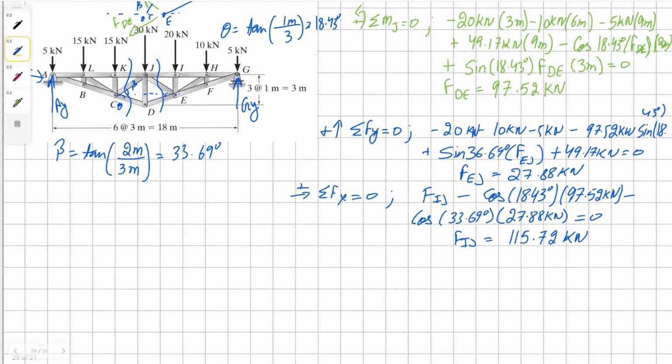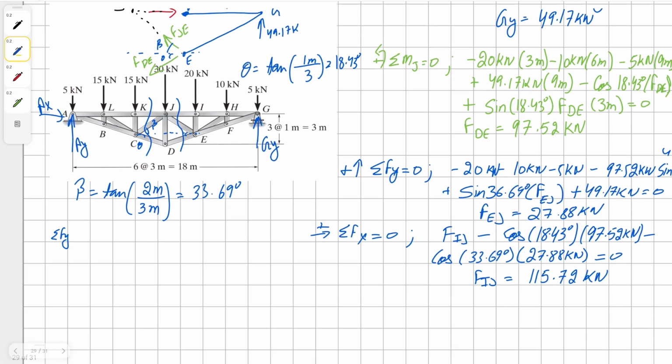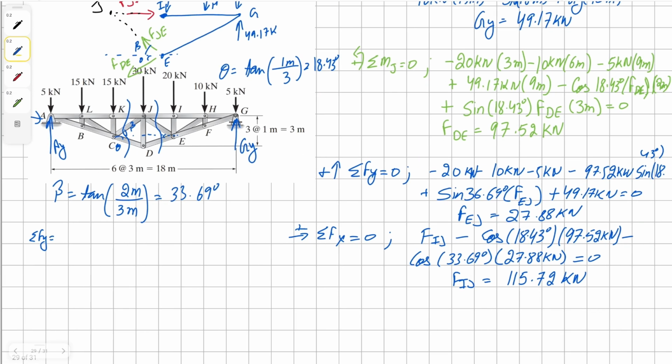So let's draw the free body diagram of the left hand side. And even before we do that, let's find the solution for AY. So it's simply going to be the sum of the forces in the Y direction. So we're going to have negative 15 kilonewton, negative 5 kilonewtons. So it's basically 10 kilonewton.